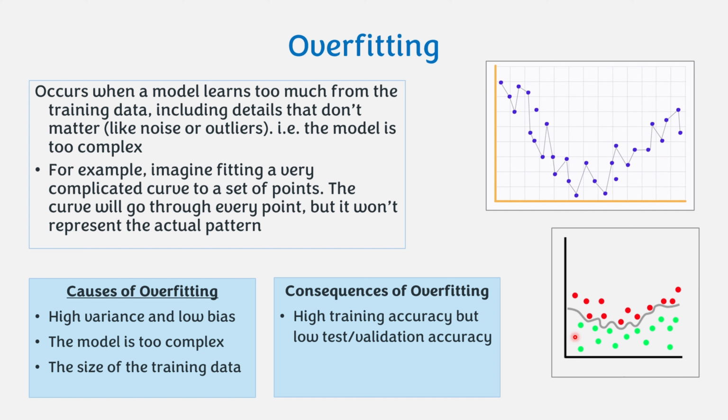Now consider a classification task in this image. We have these points, the red balls and the green balls, and a line that is trying to perfectly separate the two groups. This may not actually be the true pattern; rather, the model has trained so much on these features, just trying to separate them, that it has a high training accuracy but a low test or validation accuracy.